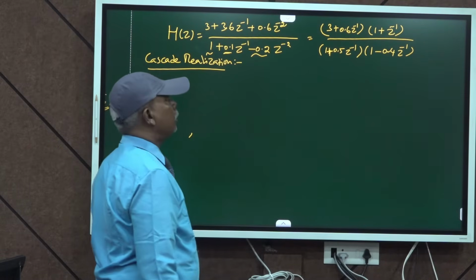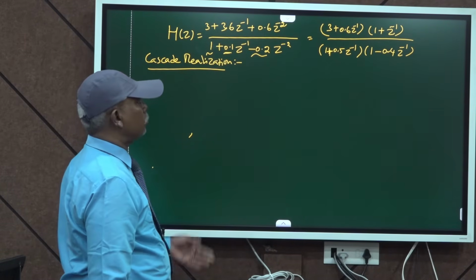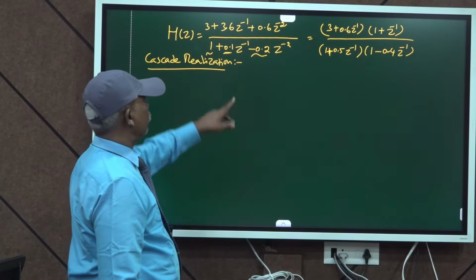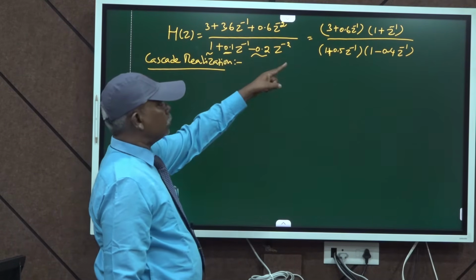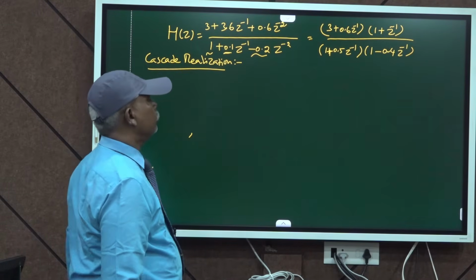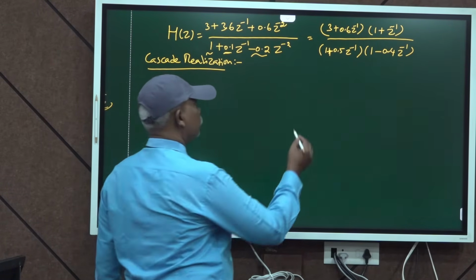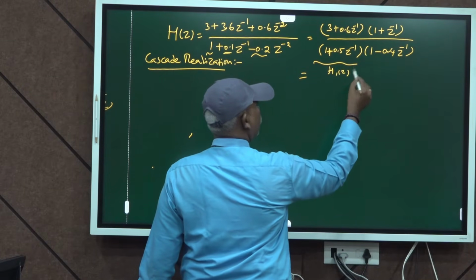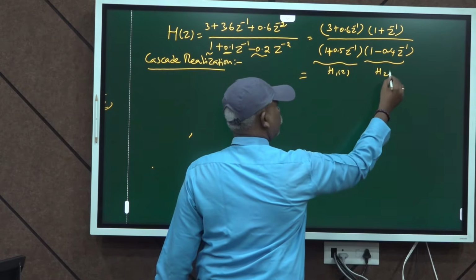3 into 1 is 3, 3 into z inverse is 3 z inverse, plus 0.6 into 1 is 0.6 z inverse. So 3 plus 0.6 becomes 3.6 z inverse. Then the last term is plus into plus, plus 0.6 z power minus 2. So both are right. Now it is called H1 of z and this is called H2 of z.